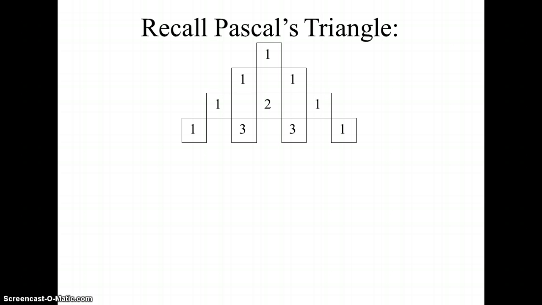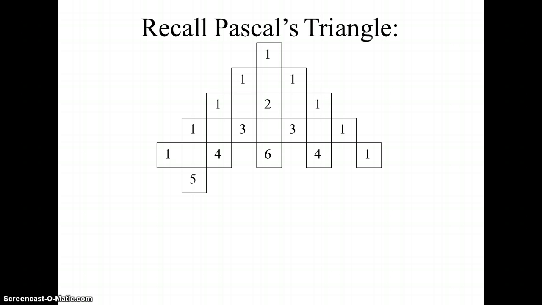To make the next row, I would add 1 plus 3 to get 4. Then I'd go to the other side and add 3 plus 1 to get 4. And then I would add the 2 3's in the center to get 6 and put my 1's on the end. To make the next row, I would add 1 plus 4 to get 5. Then I'd go to the other side of the triangle and add 4 plus 1 and get 5. And then I'd work with the numbers inside. 4 plus 6 is 10, and 6 plus 4 is 10, and then I'd put my 1's on the outside.